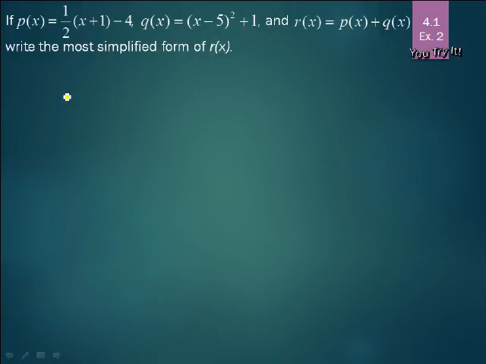If p of x equals 1/2 times (x plus 1) minus 4, q of x equals (x minus 5) squared plus 1, and r of x equals p of x plus q of x, write the most simplified form of r of x. Okay, so since we're trying to find r of x, let's go ahead and copy down again what r of x is.